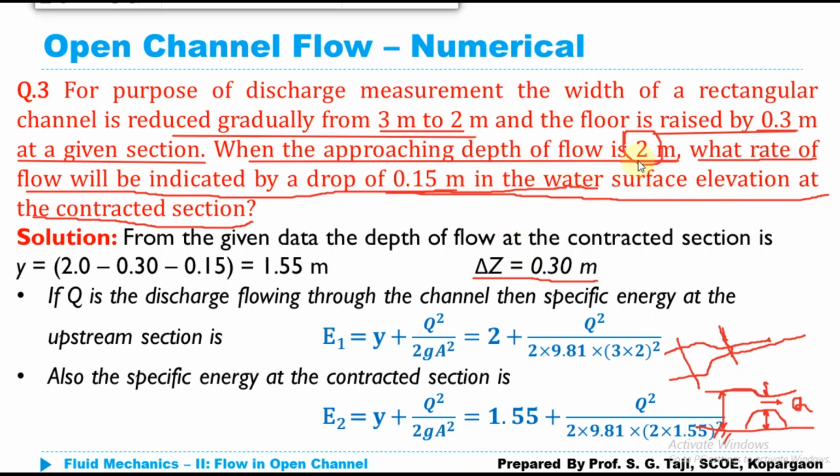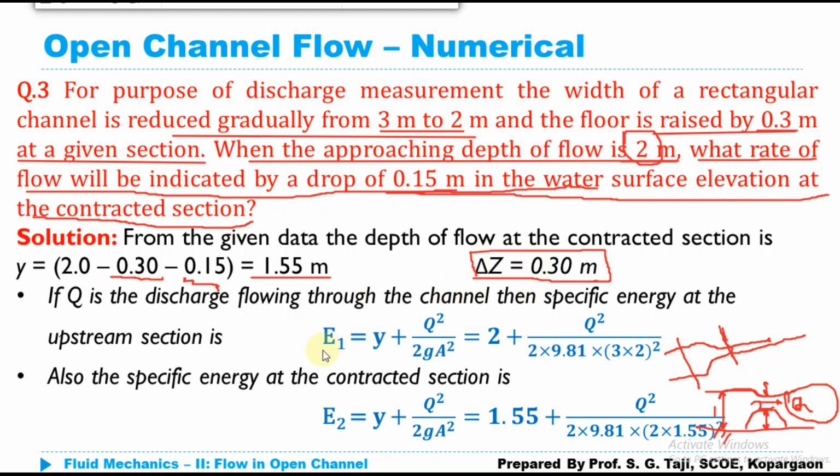So whatever the effective depth of flow at section 2 will become 2 minus 0.3, that is the height of the hump, minus 0.15, that is the drop in water surface elevation. So my depth of flow at section 2 is becoming 1.55 meter. Now if the discharge flowing through the channel remains constant at both locations, and if my specific energy also remains constant, then according to that assumption, if this delta Z is the difference between the specific energy at section 1 and section 2, in that case we can simply compute the discharge by using this equation of delta Z, which is given by E1 minus E2.